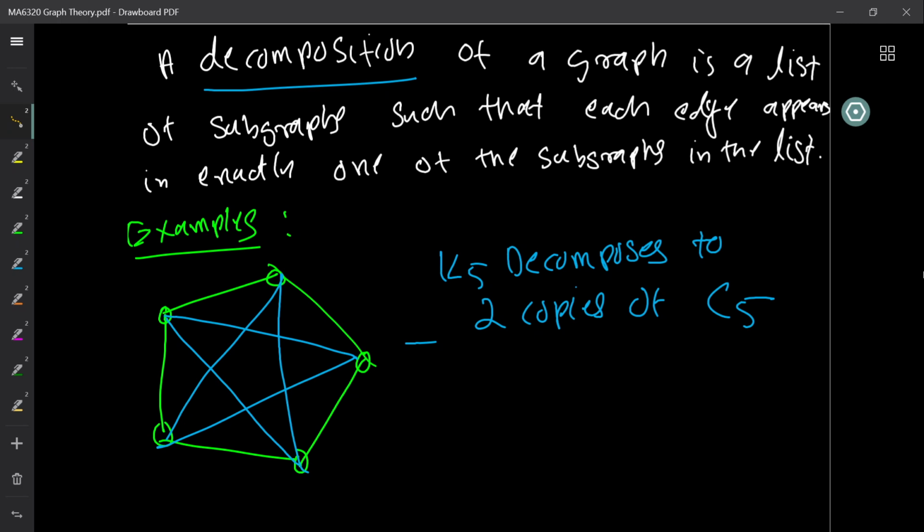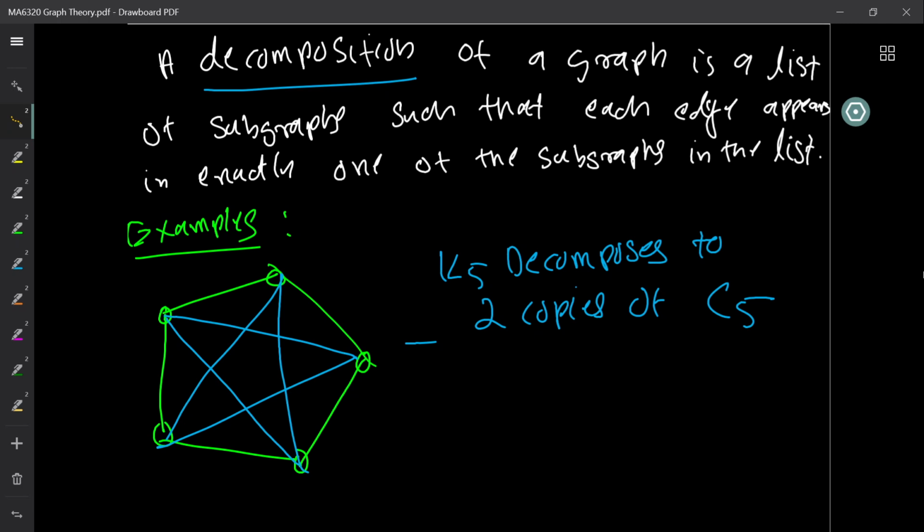By decomposition of a graph, what we mean is to write this graph as a union of edge disjoint subgraphs. The vertices need not be disjoint, of course. So you are basically finding subgraphs where the edges appear only once. You have a list of subgraphs such that each edge appears exactly once. Then it is called a decomposition.